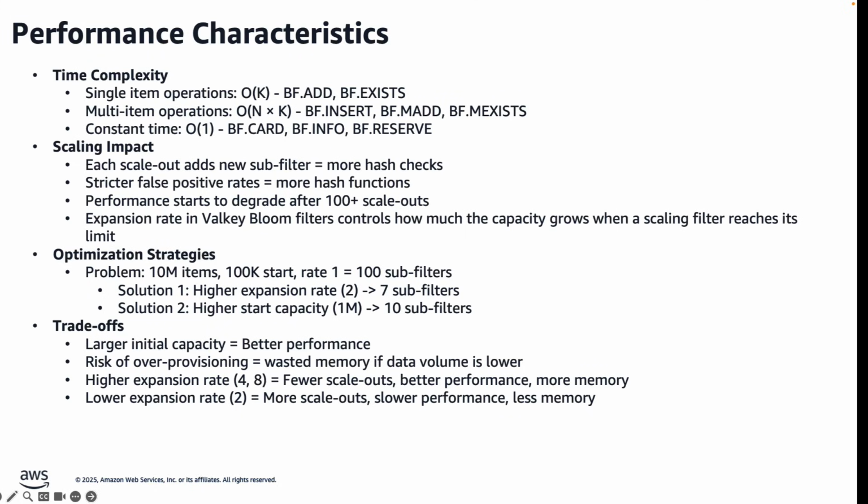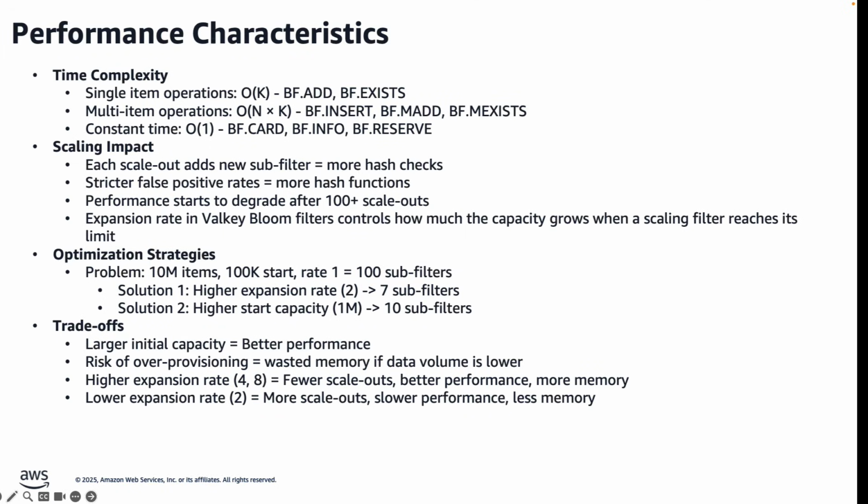In scalable Bloom filters, each scale out introduces a new subfilter, each requiring additional hash function checks for the commands operating on it with items. As the filter scales, the false positive rate of the new subfilter becomes stricter by default, which can increase the number of hash functions. Therefore, when a Bloom filter scales out several times, such as more than 100 times, the performance can begin to degrade. To avoid excessive scale-outs and their performance costs, it's recommended to choose a suitable starting capacity and expansion rate based on expected workload. For example, to store 10 million items, we can use a starting capacity of 100,000 with expansion rate 1, resulting in 100 subfilters after 99 scale outs.